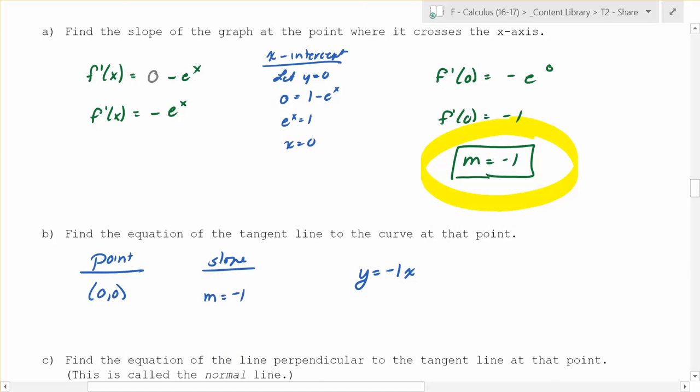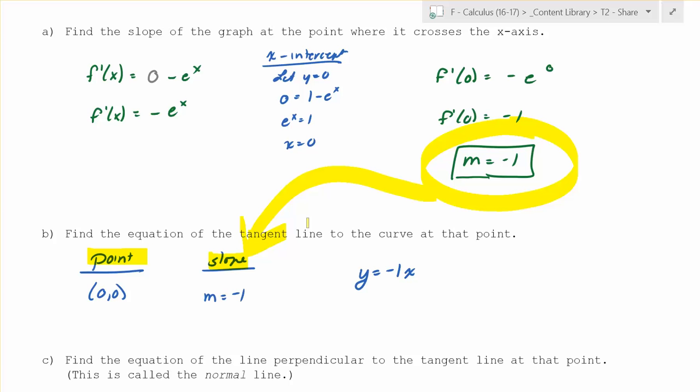Find the equation of the tangent line to the curve at that point. Well, the tangent line is going to be, you need a point and a what? Slope. So what's the point? Well, we have the slope already, right? There's the slope. You found that in A. So to write the equation of a line, you need a point and a slope. You have the slope, so you need to find the point.